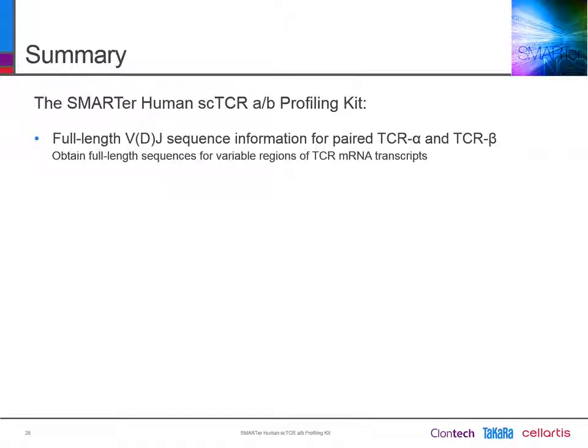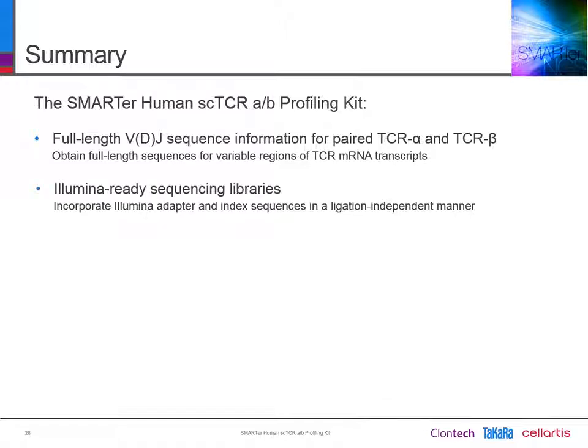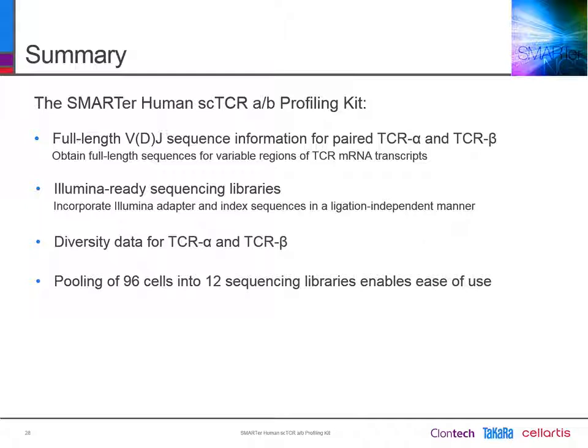I'm just briefly going to summarize the presentation for today. What we've presented to you is data on our newly launched SMARTer Human Single-Cell TCR a/b Profiling Kit. With this kit, one can obtain full-length VDJ sequence as well as paired information for TCR alpha and beta sequences. We generate Illumina-ready sequencing libraries, and we can also look at diversity data for alpha and beta. This kit allows for pooling of 96 cells into 12 sequencing libraries, enabling ease of use. This kit is available in 96 and 480 reaction sizes.